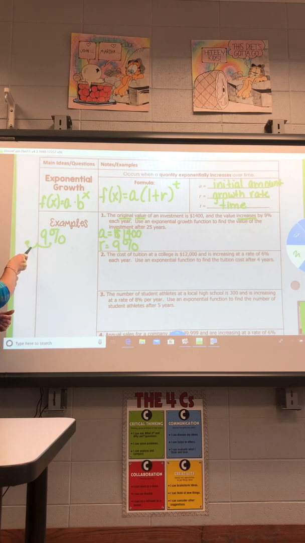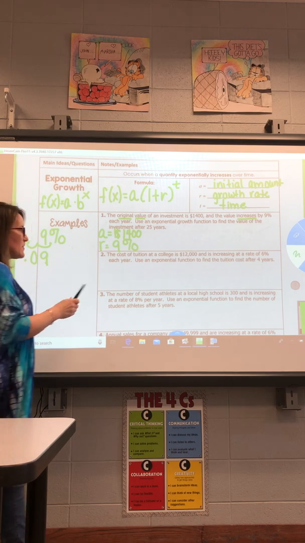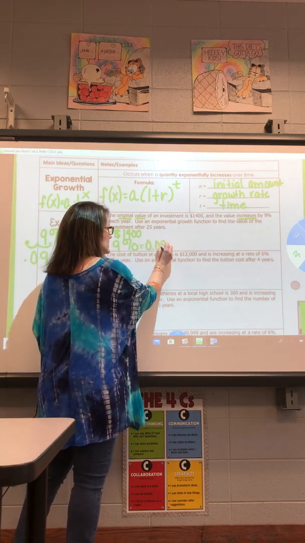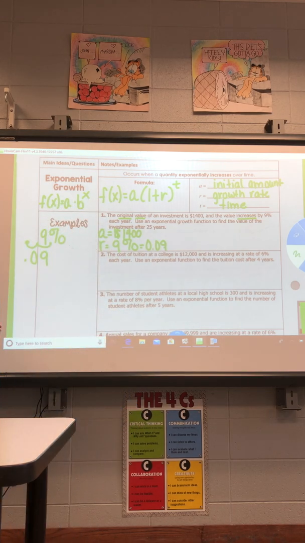You see this little empty spot right here? I'm going to replace that empty spot with a 0. So that tells me my rate is 9%, which is also 0.09 in decimal form.